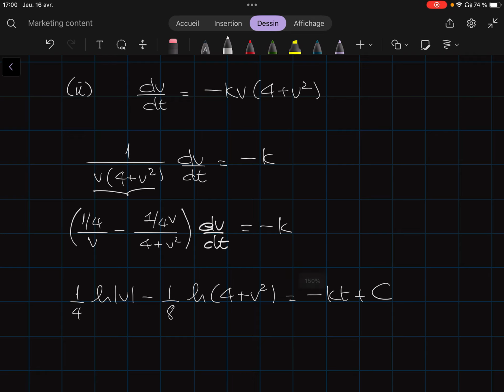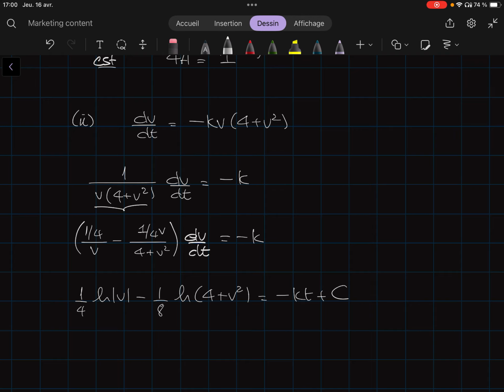Okay, so you're halfway there. How do I go from here to here? You can either do it by inspection, or you can simply use a substitution. For example, u equals 4 plus v squared. I will not bore you with the details.